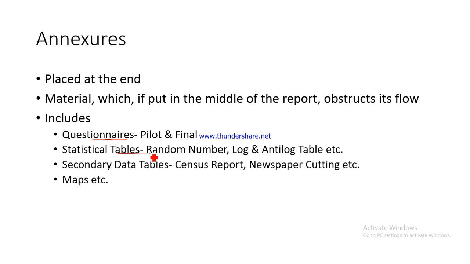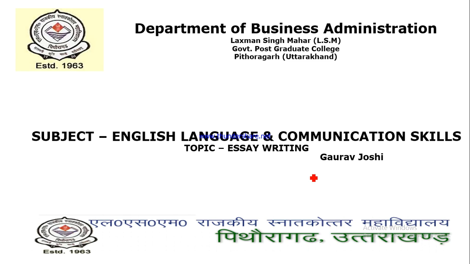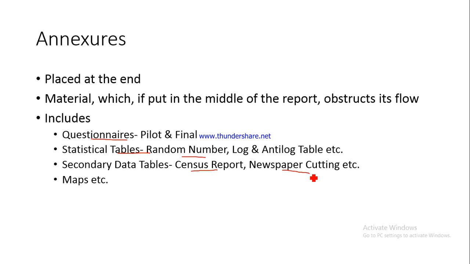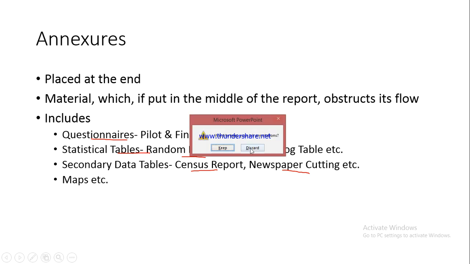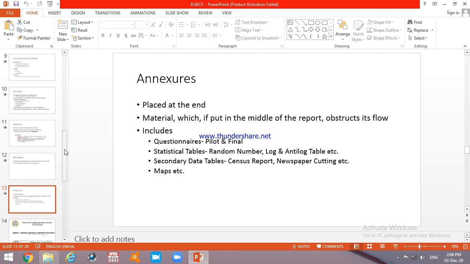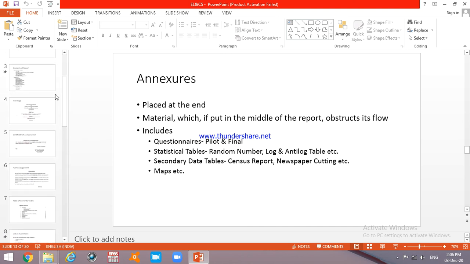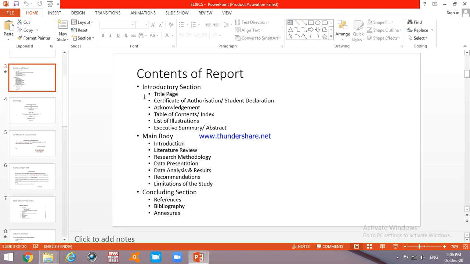Then statistical tables, as I told you a little while ago: random number tables, log and anti-log tables, which cannot be put in the middle of the project report, so you put them towards the end. Again, secondary data tables, data which has been collected by somebody else and you are simply using that data. I told you about the census 2011 report or the newspaper cuttings, etc. All these things can be put at the end as annexures, and again maps. Is this okay? So this is how we will have our annexures, and this is how we can also complete our concluding section.